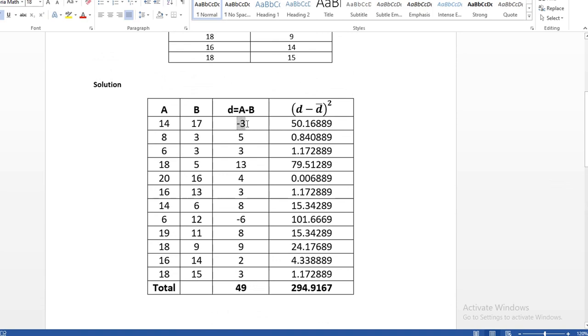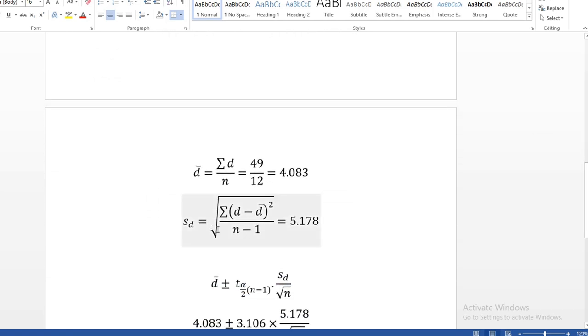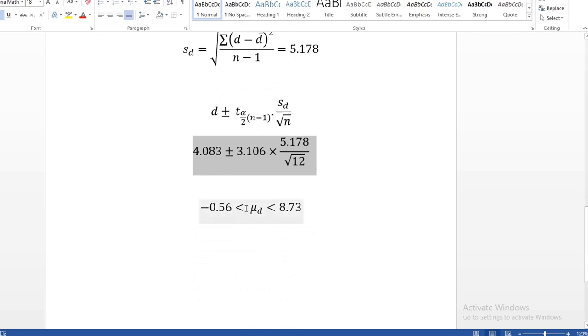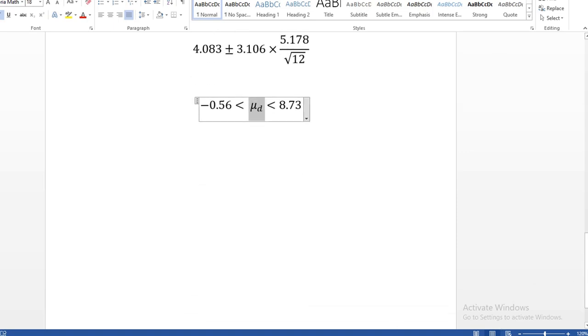Subtract each value of d from your d bar and take its square. This will give you all these values, and taking the sum of these values will give us the sum of squares of deviations of observations from their mean, divided by n minus 1. So this is the estimate of the standard deviation of the population mean differences. Using this formula and placing all these values will give us the confidence interval for the population mean difference between two tastes. This was all my lecture today.